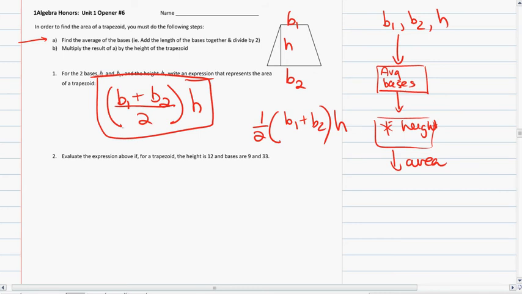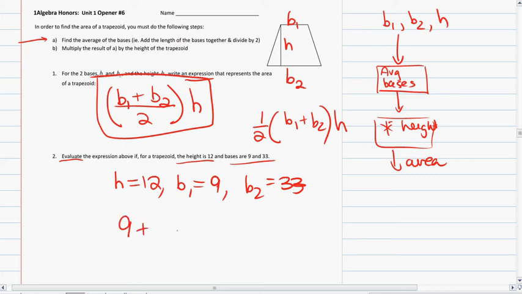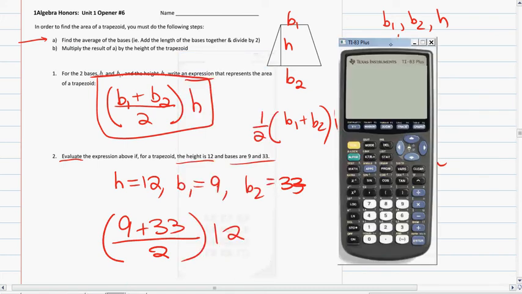So now that I have this expression, evaluate the expression for a trapezoid if the height is 12 and the bases are 9 and 33. So what we're saying here is evaluate if h is 12, b1 is 9, b2 is 33. Again, b1 and b2 could be switched. So I'm going to plug them in. Where I see b1, I'm going to put 9, plus b2, which is 33, divided by 2, all times my height, which is 12. So let's put this in the calculator now.